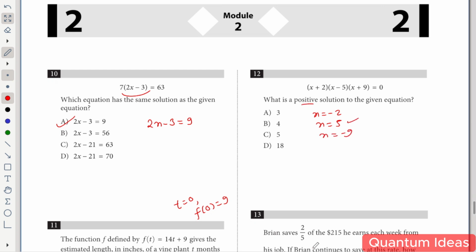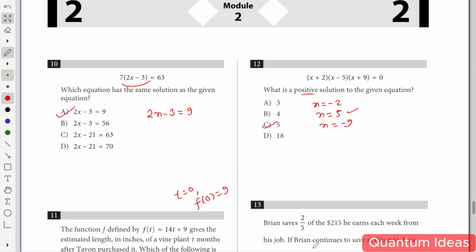So the positive solution will be x equals 5. Okay, so let's move to number 13.